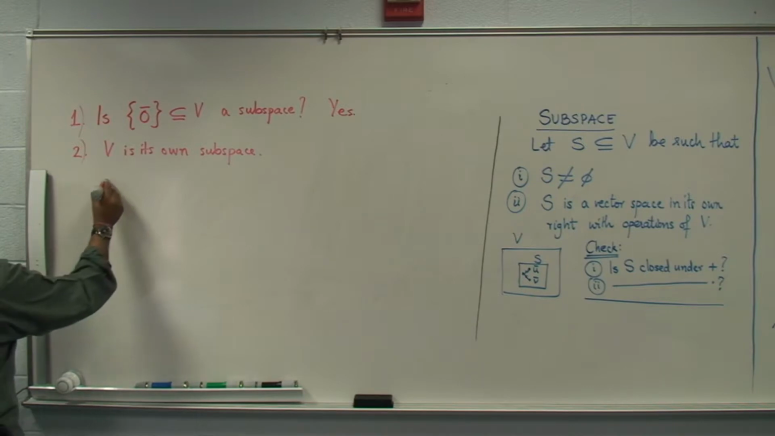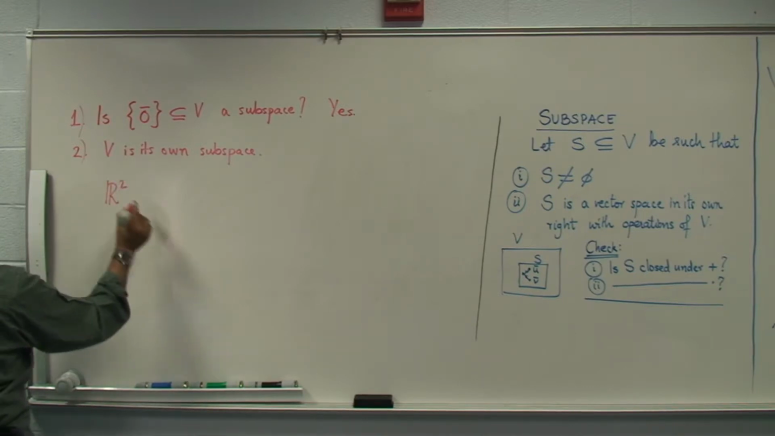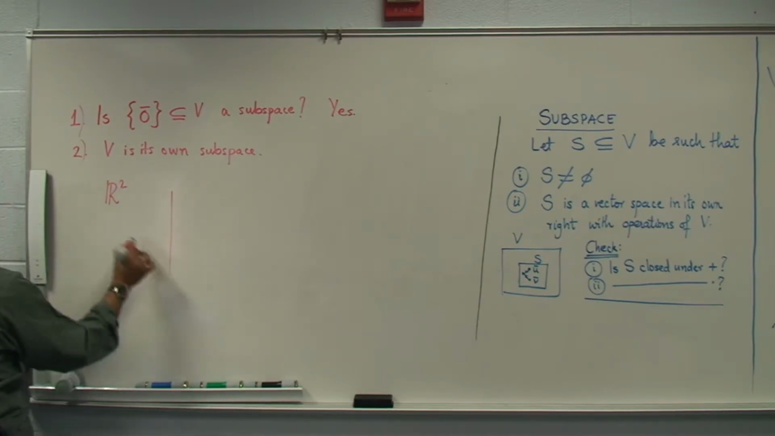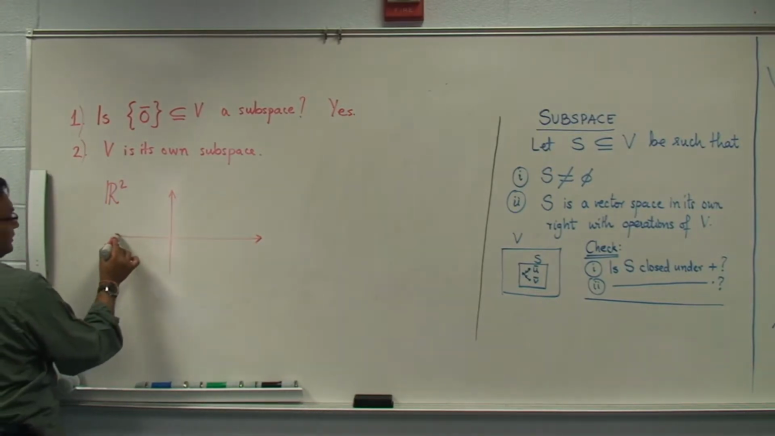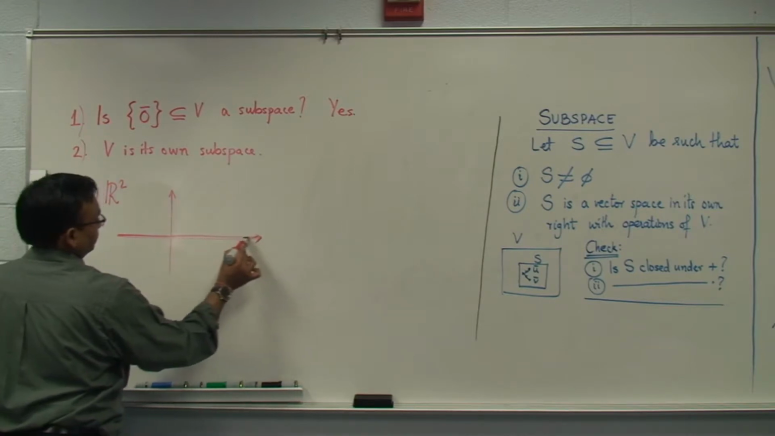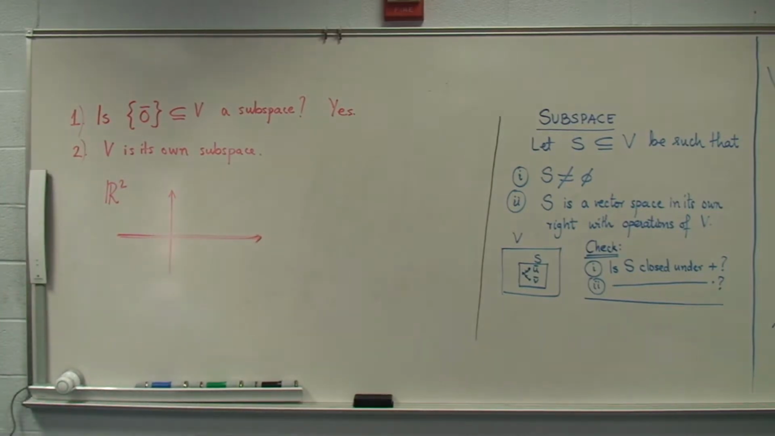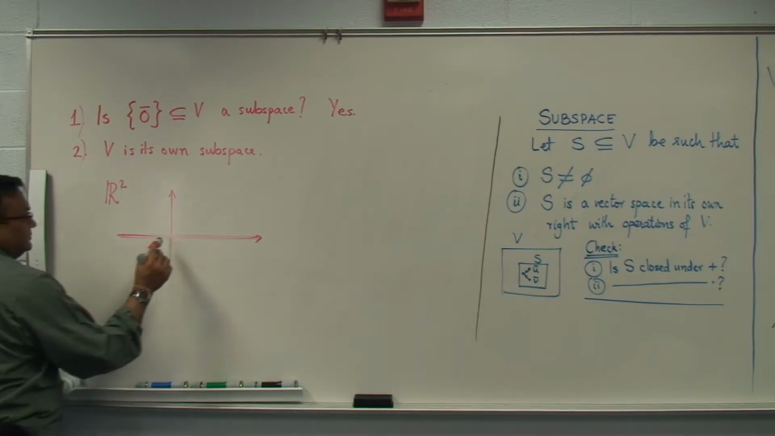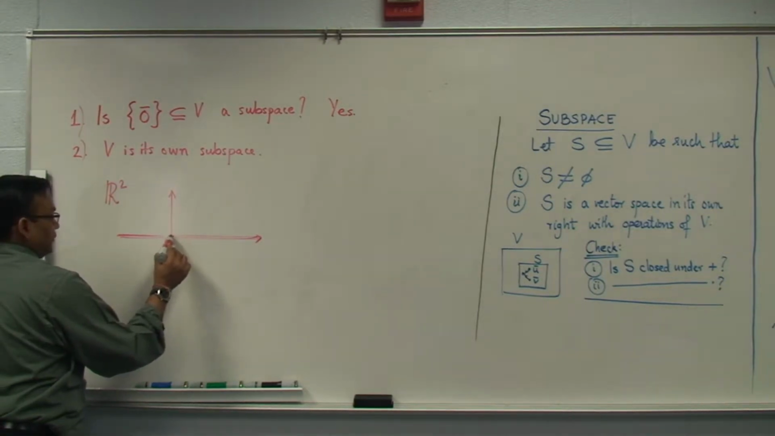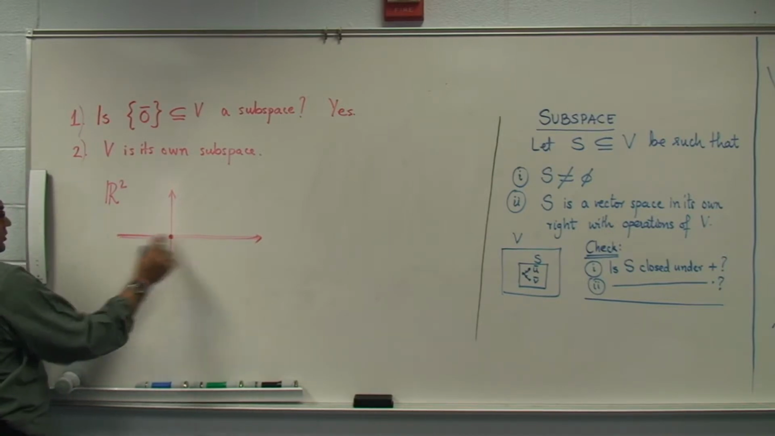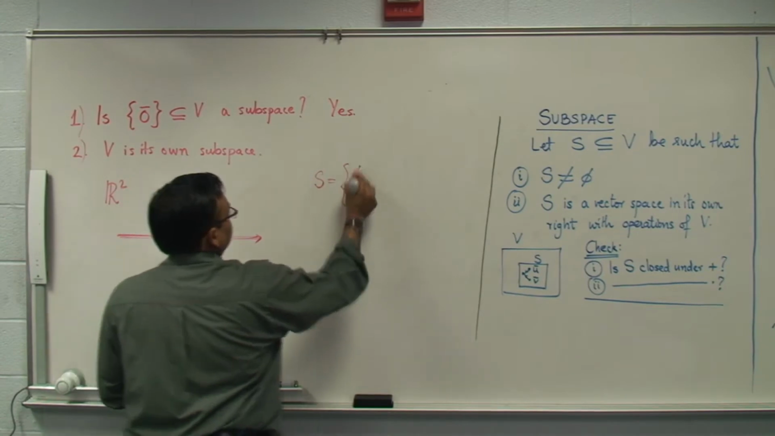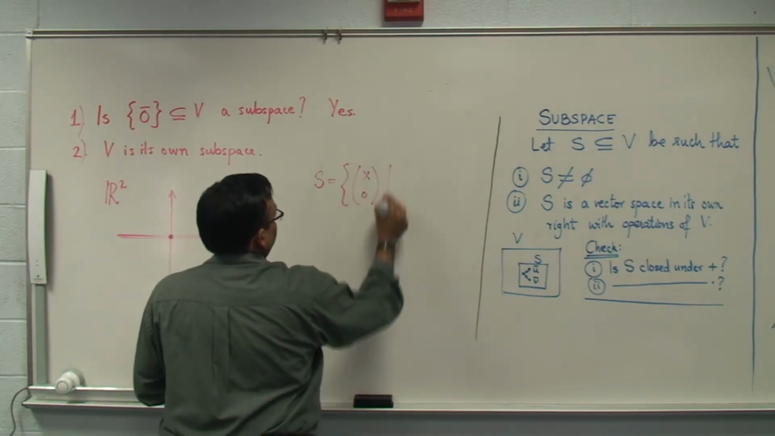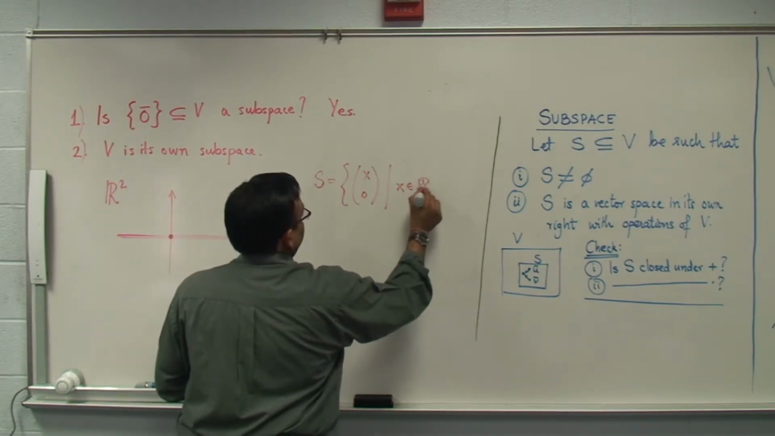So let us focus our attention on R2. Suppose I give you a set in R2. Let us say, for starters, the x-axis. Is this a subspace of R2? Now, look at the zero vector. Definitely the zero vector lives on the x-axis. So here's my set S, which is the set of all vectors on the x-axis.